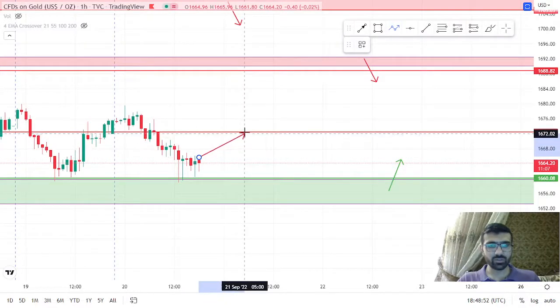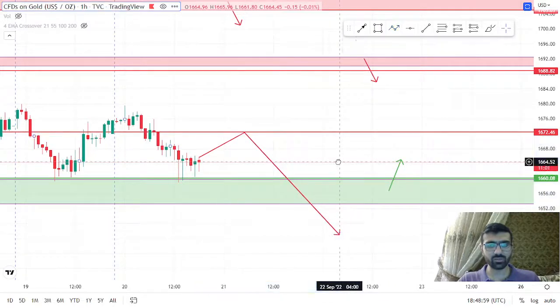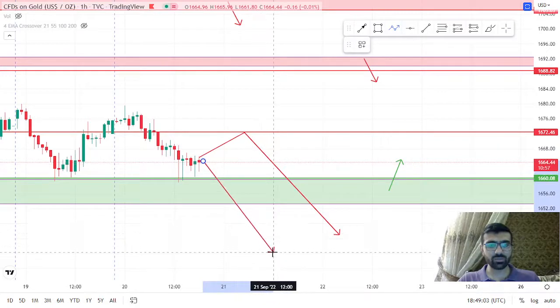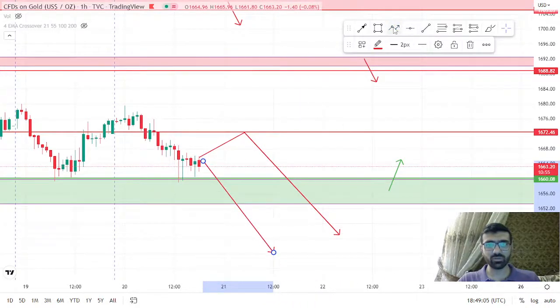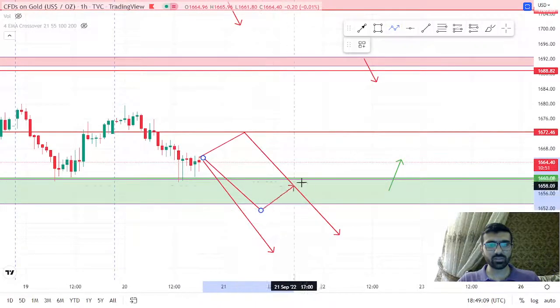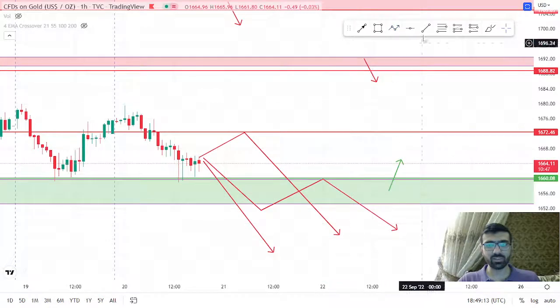So if the market respects this area of resistance and closes below this area, we are going to go short. And secondly, if the market simply closes below this support area, we are going to go short from there. And thirdly, if the market closes below this area of support and retests this area of support, then we will go short from here once again.